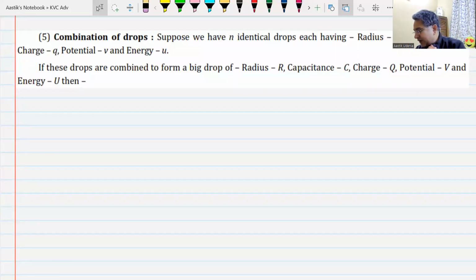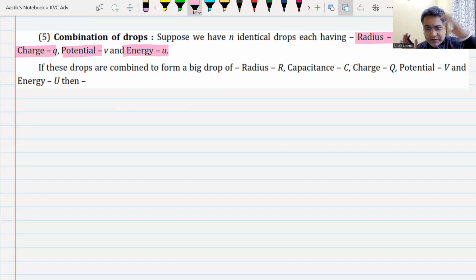So we move ahead. What I have seen in the previous year papers is that they give questions of this type. They will have spherical drops, n number of spherical drops, each having radius r, capacitance C, charge Q, potential V, and energy U. Now these drops will be combined together to form a bigger drop, or a bigger drop can split up into smaller drops.